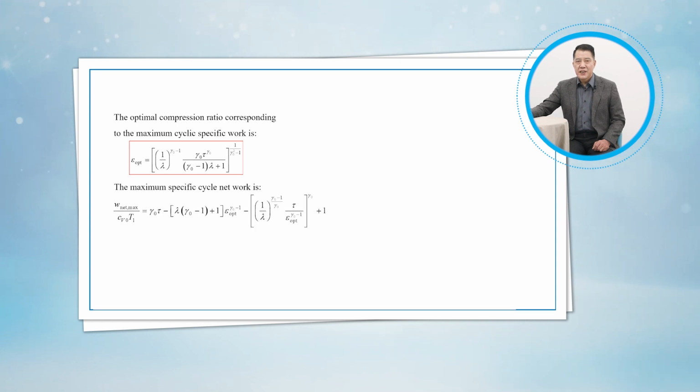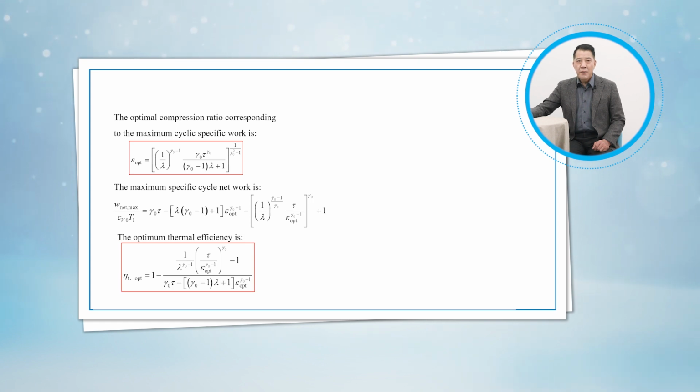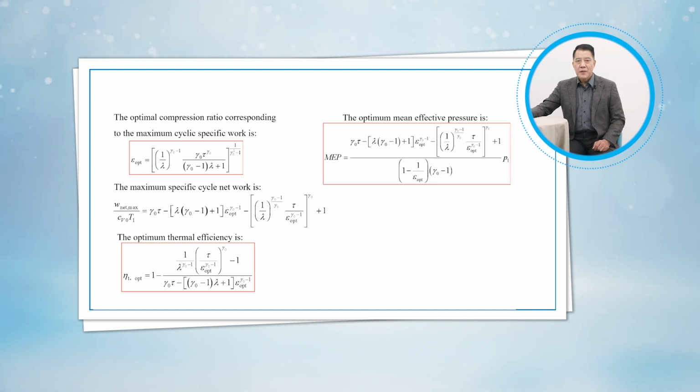the dimensionless maximum cyclic specific net work is, the optimum thermal efficiency is, the optimum mean effective pressure is.